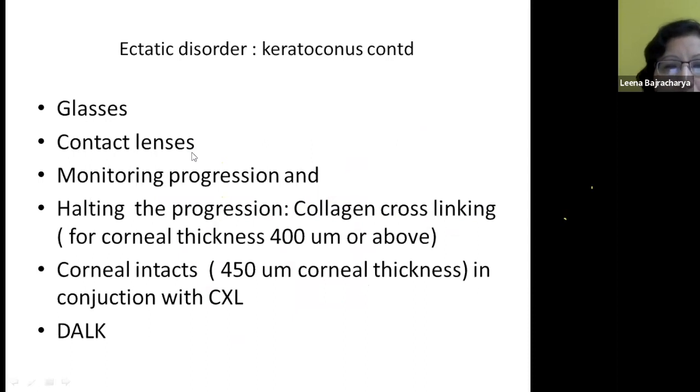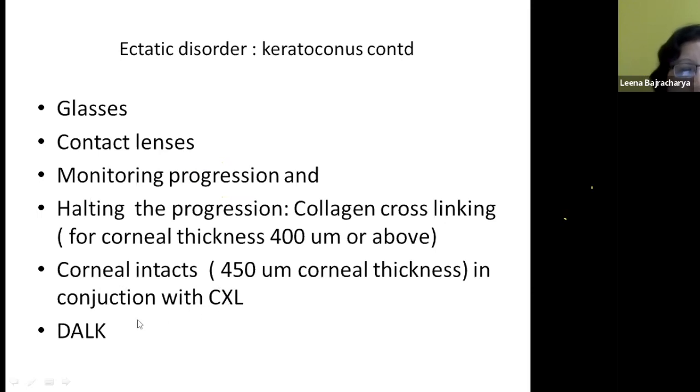For halting the progression, collagen cross-linking is the gold standard treatment, and it is done for corneal thickness above 400 micron. After cross-linking, again we have to go for visual rehabilitation with contact lenses. Contact lenses may be rigid gas permeable contact lens, mini scleral lens, or scleral lens, and we can also implant corneal intacs for visual rehabilitation coupled with cross-linking.